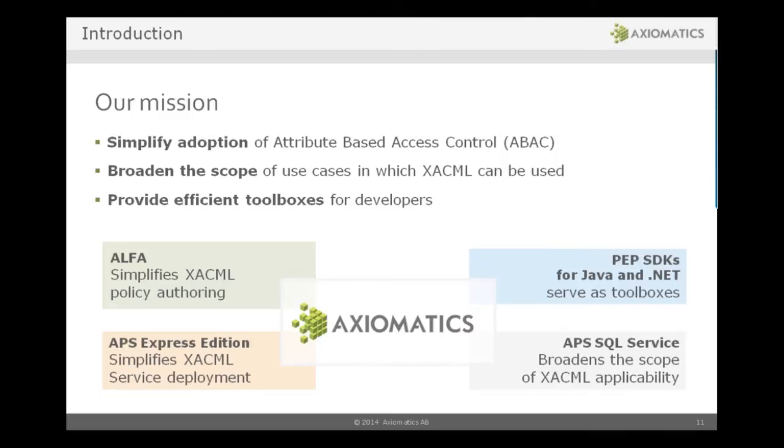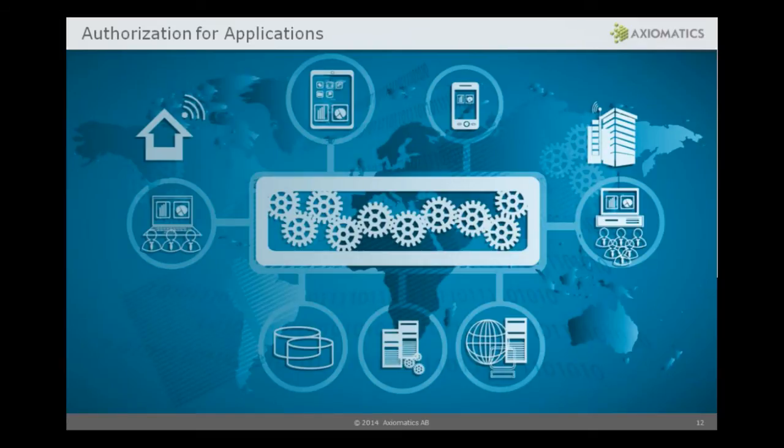So what is authorization for applications all about? We have all these different applications. People are coming from everywhere and via all sorts of devices. And at a central point, we need to determine whether or not access should be allowed. Just very briefly, we are using the XACML standard for everything. And I think most of you are probably familiar with it.